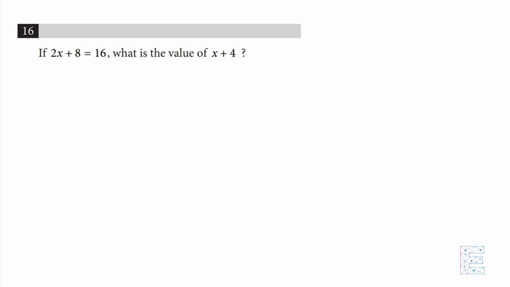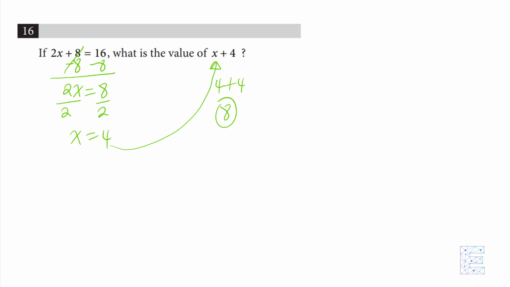To solve for x, we need to subtract 8 from both sides as shown. So 2x equals 8. To finish this off, we just divide each side by 2, and x ends up being 4. Once you have 4 as your x value, you can take that and plug it in here. So we have 4 plus 4, which makes the answer to this question 8.